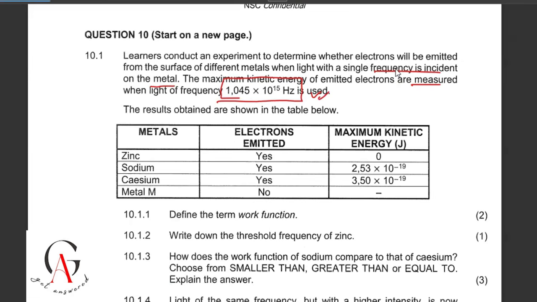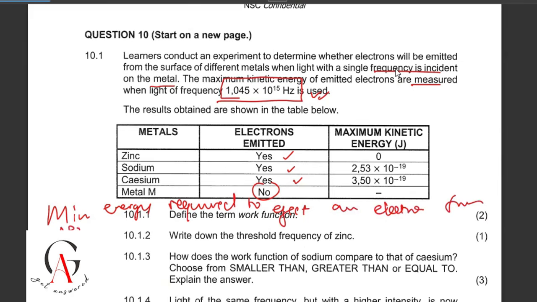Okay, we have these results. Electrons emitted: yes, yes, yes, and then it's a no. Define the term work function. Okay, so we're saying that work function is basically the minimum energy required to eject an electron from the metal surface.